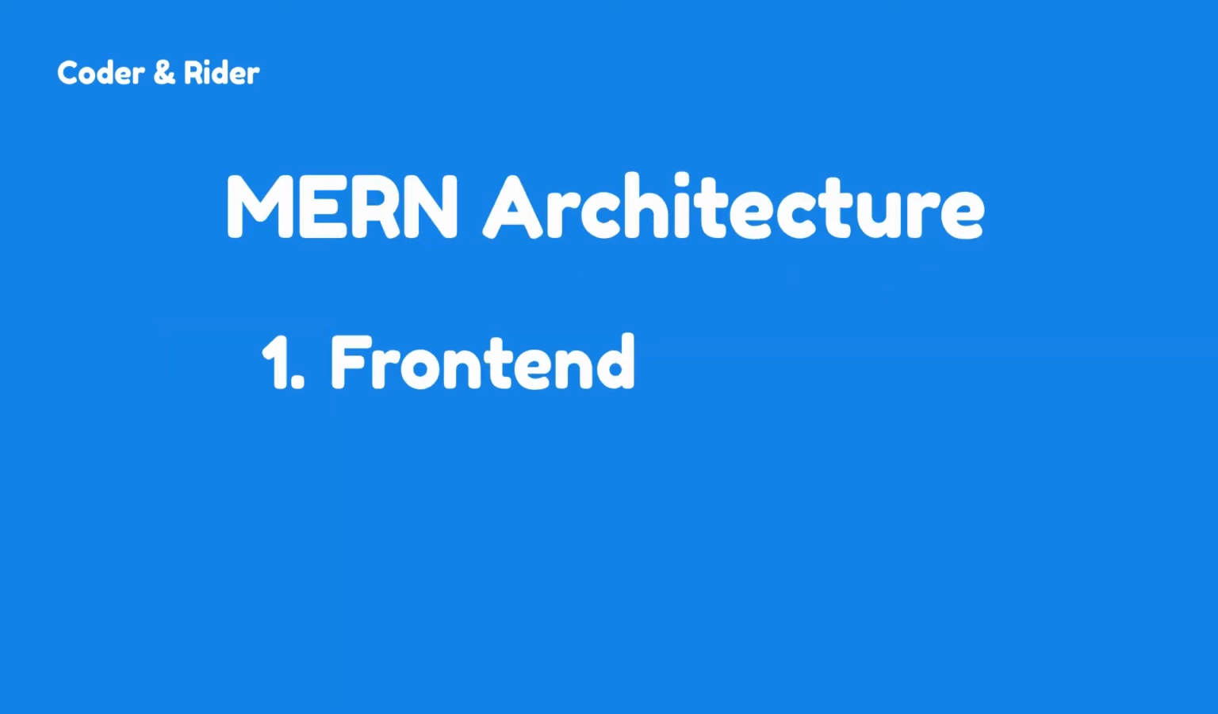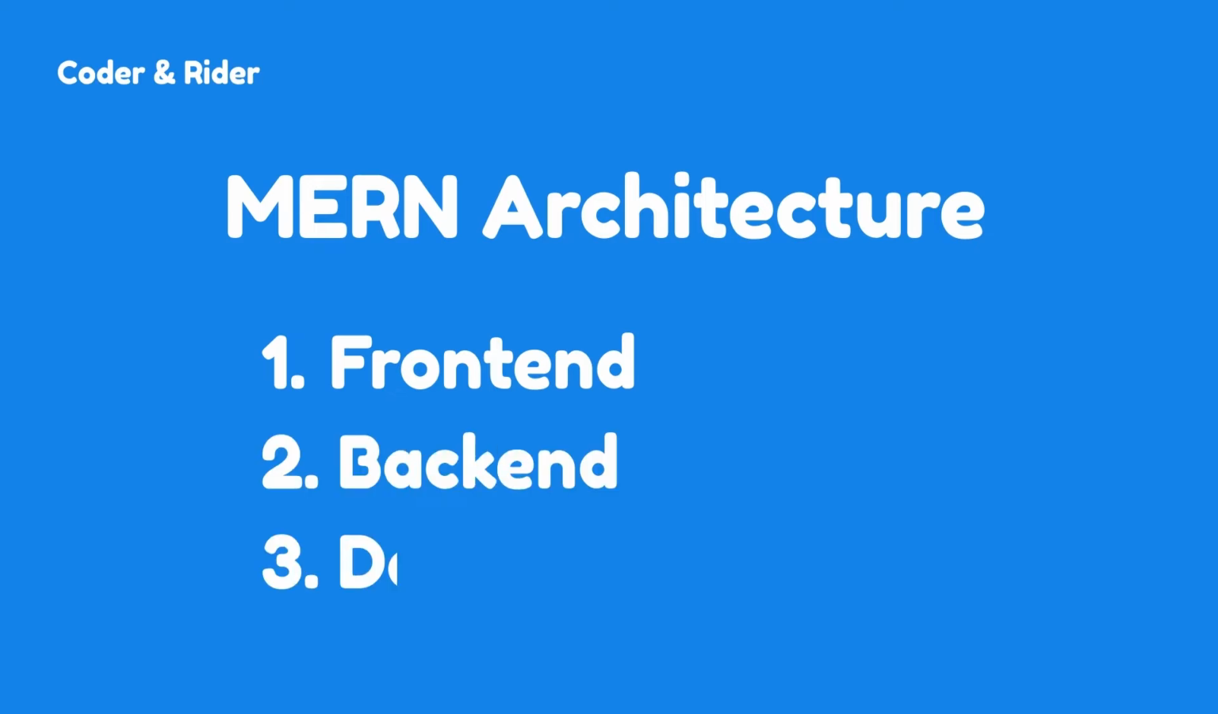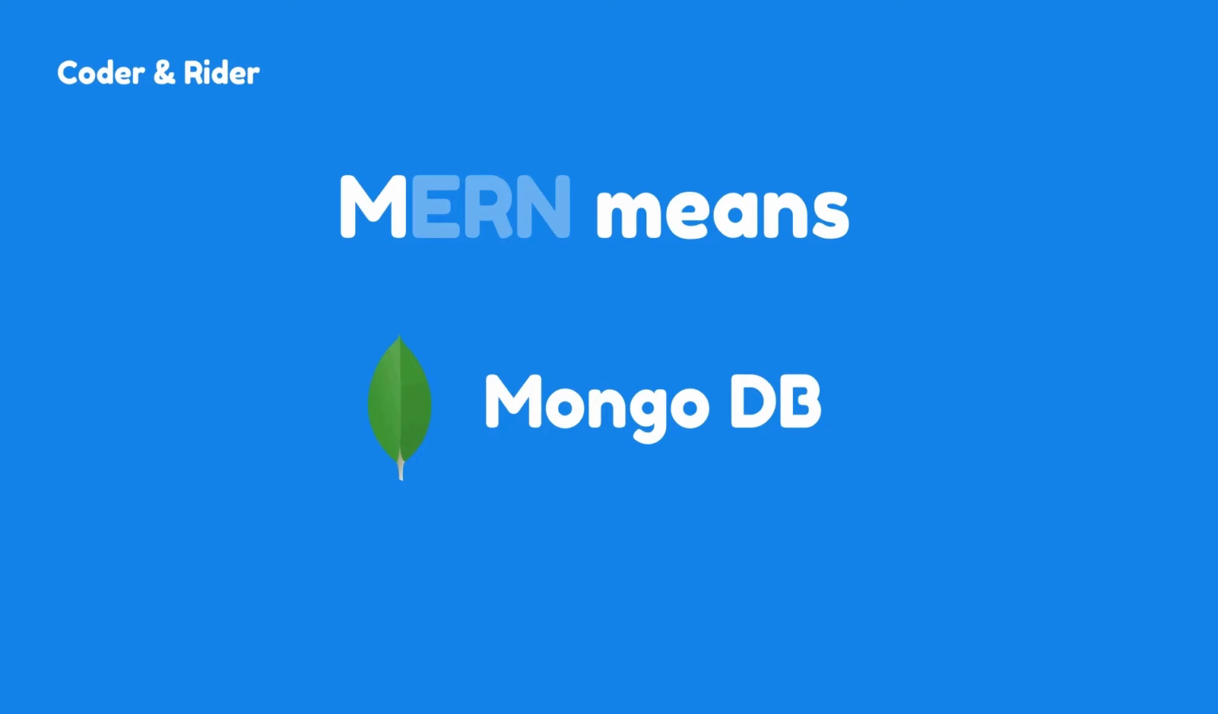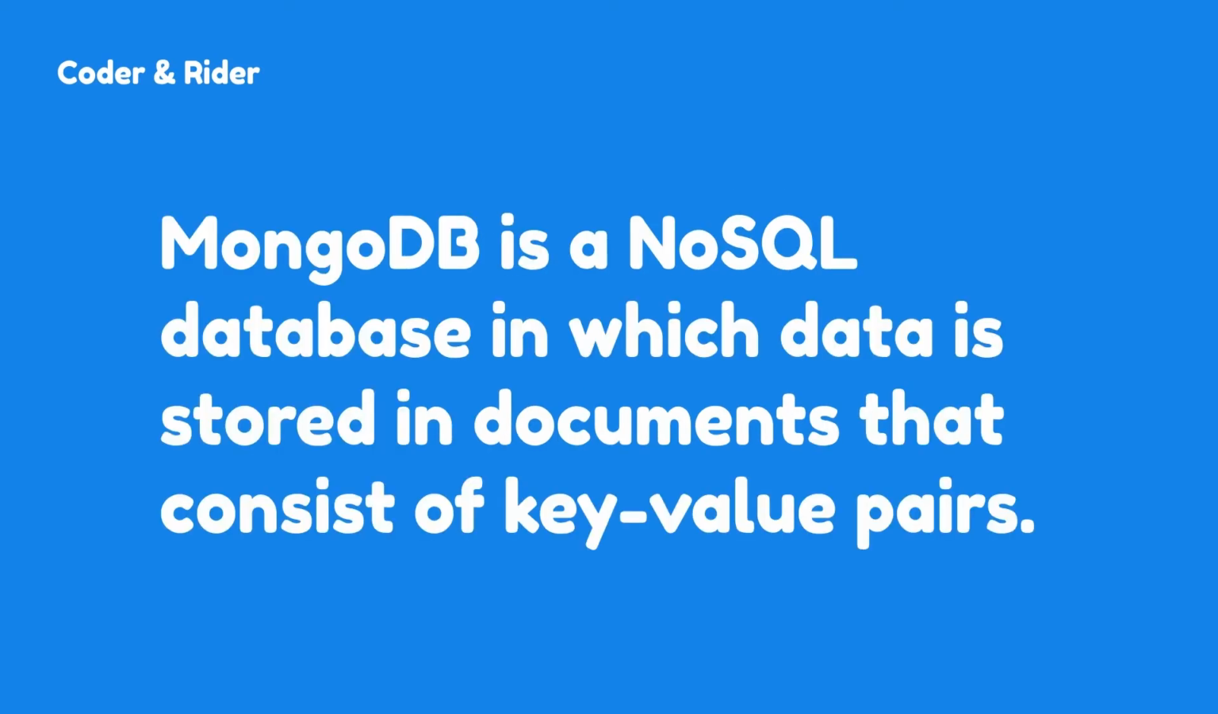MERN architecture: front-end, back-end, database. In MERN, M means MongoDB. MongoDB is a NoSQL database in which data is stored in documents that consist of key-value pairs.